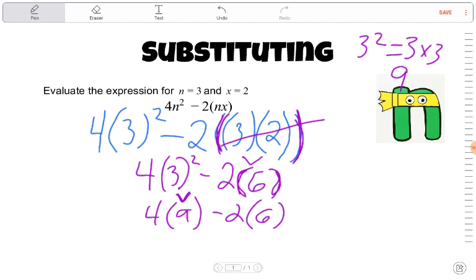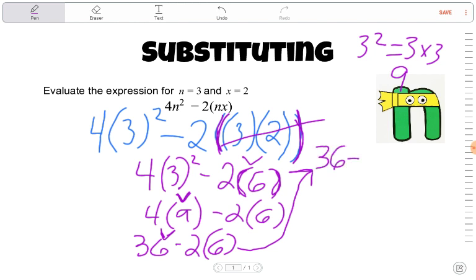Okay, now I'm going to do multiplication and division from left to right. 4 times 9, that'll give us 36, and that's 36 minus 2 times 6. I'm going to just move this over here because I've run out of room. So I have 36 minus 2 times 6. Now I still have multiplication here, so I'm going to do 2 times 6 now. I have 36 minus, and 2 times 6 gives us 12.